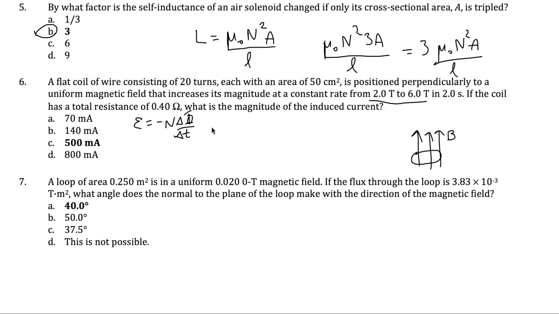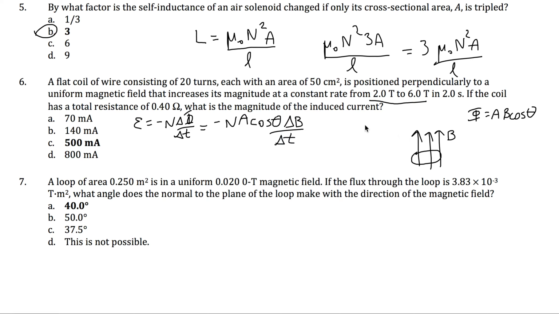Then we figure out which variable of the flux is changing, because flux is defined as A B cosine theta, and it's the field that is changing. So we can take the area and the cosine theta out of it and just look at the change in the field divided by the change in time. I just took A cosine theta out of the change here because they're not changing.